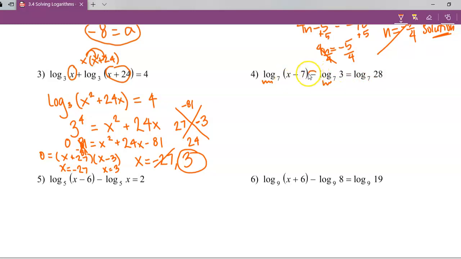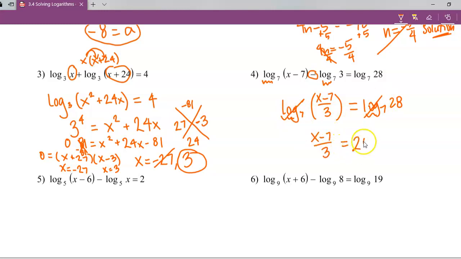Remember, if there's a minus between my logs, that means I'm going to be dividing the expressions. So when I condense this into 1 log, it's going to be log base 7 of x minus 7 over 3 equals log base 7 of 28. Okay, so now we do have that single log with the same base on both sides, which means I can drop the logs and just solve x minus 7 over 3 equals 28.